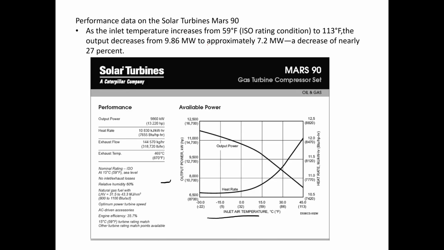Here's an example of one of the Solar Turbines, the Mars 90. It shows on this graph that as the inlet temperature increases from 59 degrees to 113 degrees, the output decreases from close to 10 megawatts down to about 7 megawatts. That's a decrease of nearly 27% of power as the inlet air increases in temperature, due to the fact that it costs more energy to compress higher temperature air than lower temperature air.